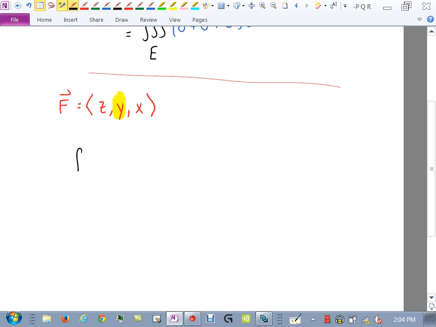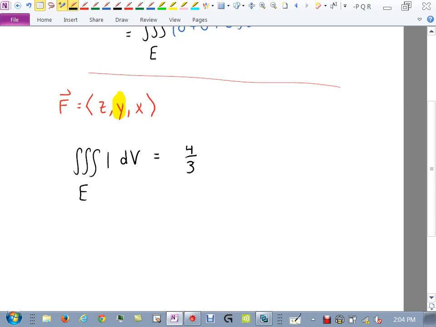So what we're going to get is the triple integral over E of 1 dV, right? But what's that? That's the volume of E. What's E? The unit sphere. What's the volume of any sphere? 4/3 pi r cubed. r is 1 though, so it's 4/3.